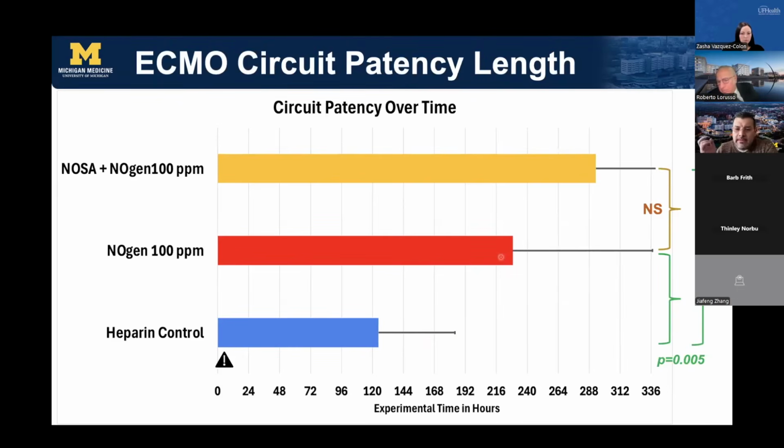That's about 9 to 10 days. And 2 animals lasted the 14 days study. And of course, as we expected, combined sweep gas NO plus NO releasing materials in the circuit, we were able to increase to about 290 hours, and 2 animals also survived 336 hours, which is the 14 days. As you can see, there was no significant difference between the nitric oxide releasing groups, but there's a significant difference between heparin control and both of the nitric oxide groups.